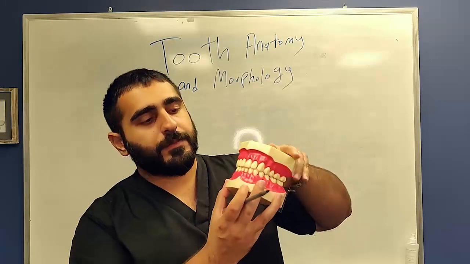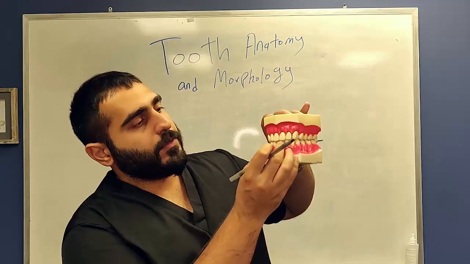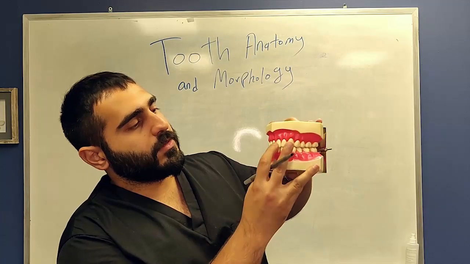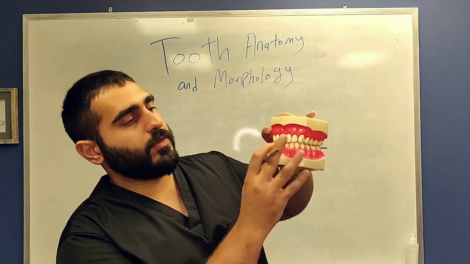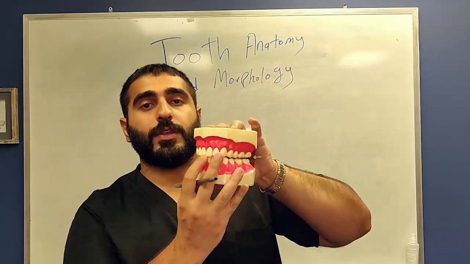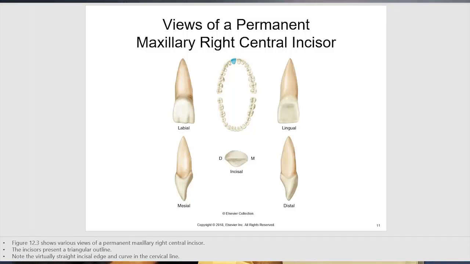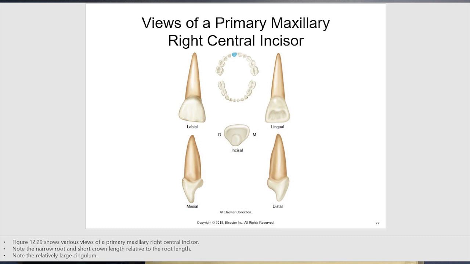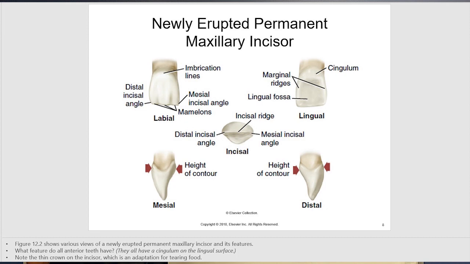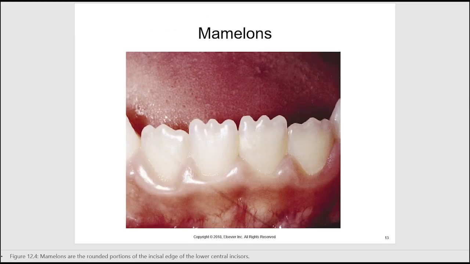So starting from the midline, right here, the first teeth that we see in the maxilla or the mandible have the same names. These are called the central incisors. Okay, every time I say them, I'm going to write them so it's easy to remember. So you have the central incisors. These bumps that you see on the incisal edges of the central incisors are called mamelons.